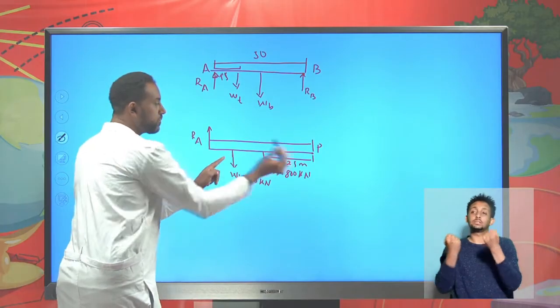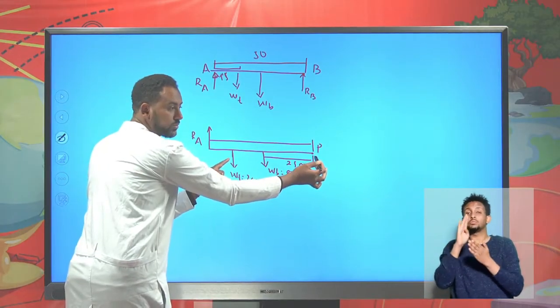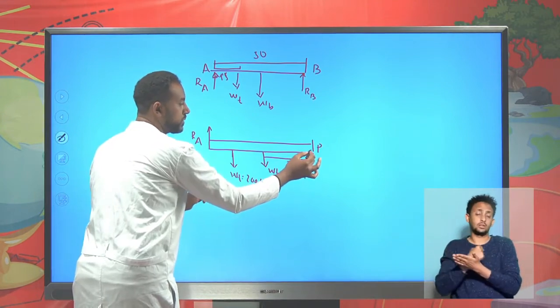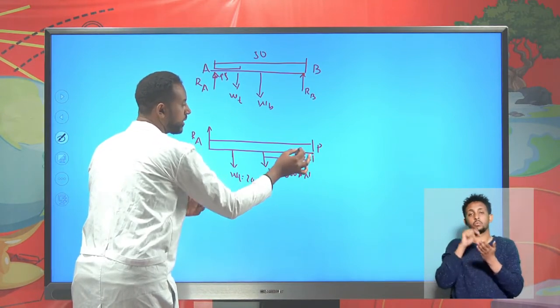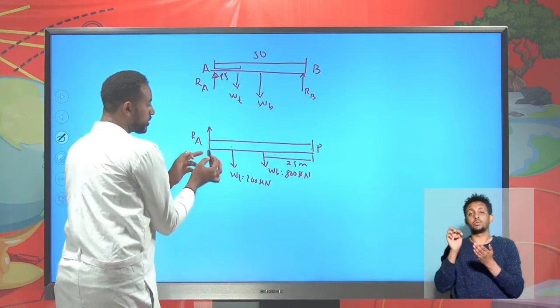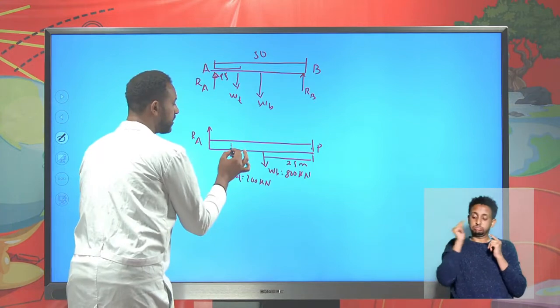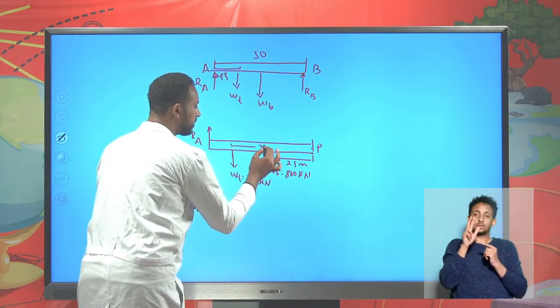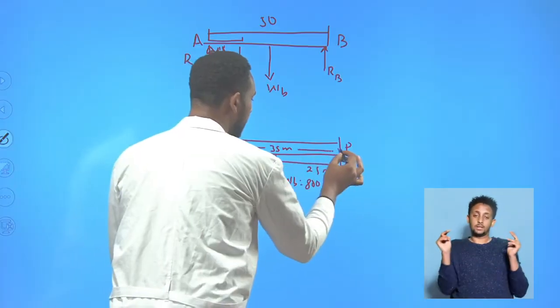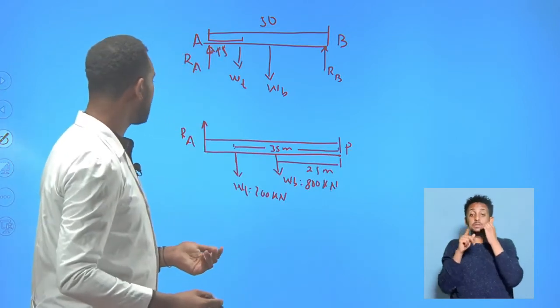The bridge is found exactly at 25 meter. And the truck, from point B, always you should take the distance from point B or from the pivotal point. From this to this is 15 meter, so from this to this it should be 35 meter. Okay. Therefore, this should be the way.